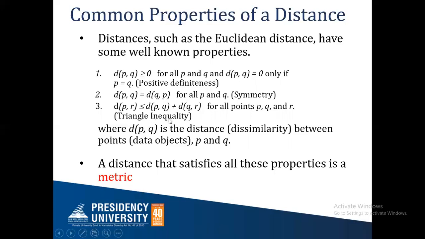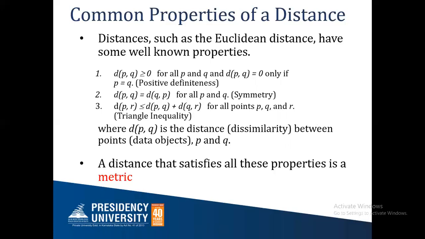Next, for triangle inequality, say we consider 3 points P, Q, R. The distance from P to R will always be less than or equal to the distance from P to Q plus the distance from Q to R. If we consider P1, P2, P3, the distance from P1 to P3 will always be less than or equal to the distance from P1 to P2 plus the distance from P2 to P3. This property is called triangle inequality.